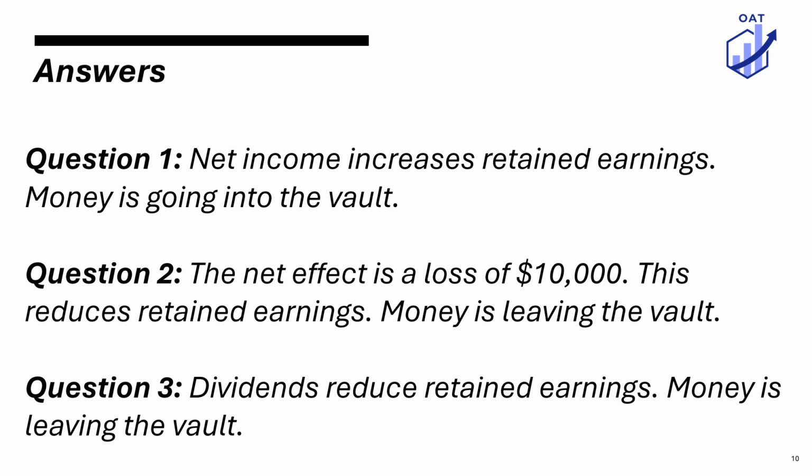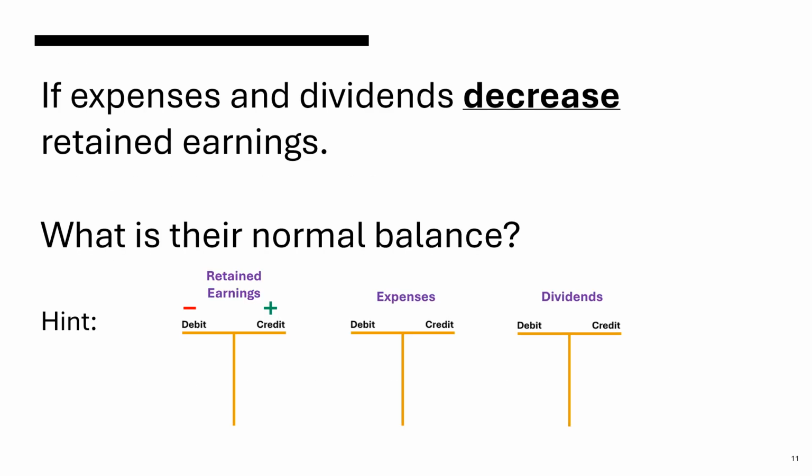Okay, folks, I have one more bonus question, and this one is worth 100 points. The pressure is on. If expenses and dividends decrease retained earnings, what is their normal balance? A debit or a credit?